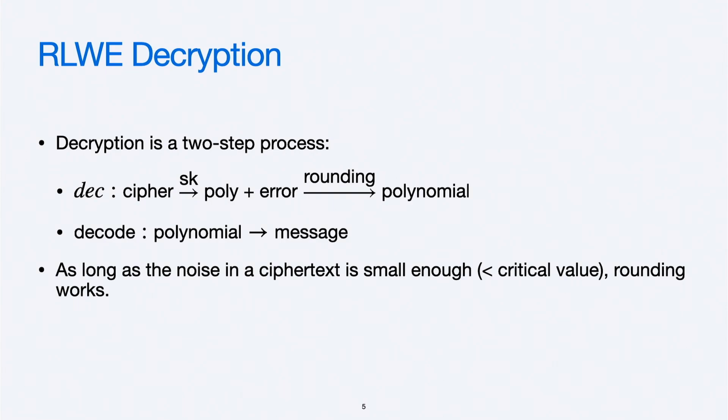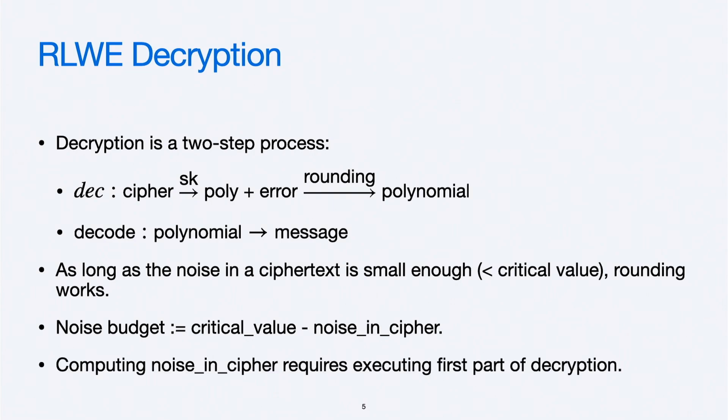The idea is that as long as the noise in the ciphertext is less than some critical value, the decryption is going to be correct. So the noise budget is defined as the difference between the critical value and the noise in the ciphertext. I just want to point out that in the first point, if we want to compute the noise, we need to decrypt the ciphertext. That means it requires access to the secret key, and that is totally undesirable in FHE applications.